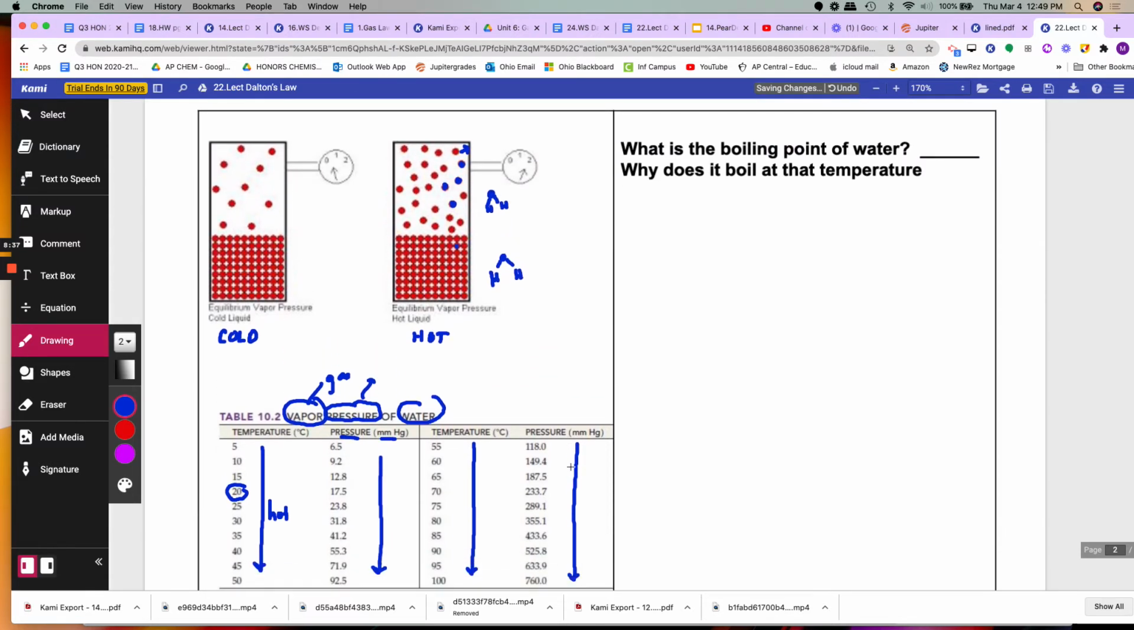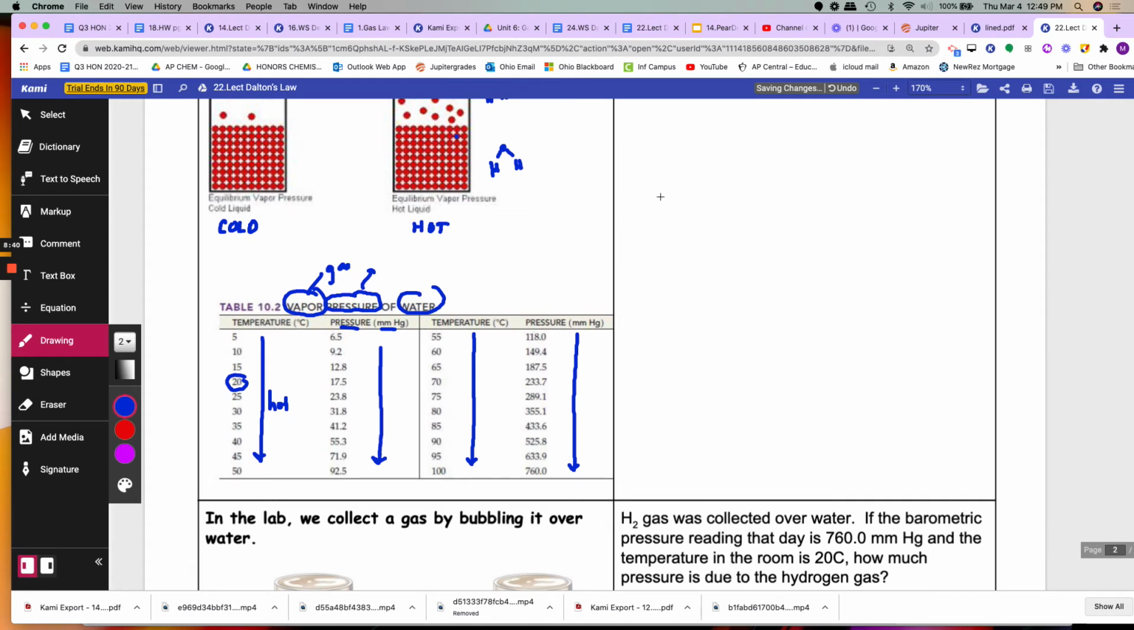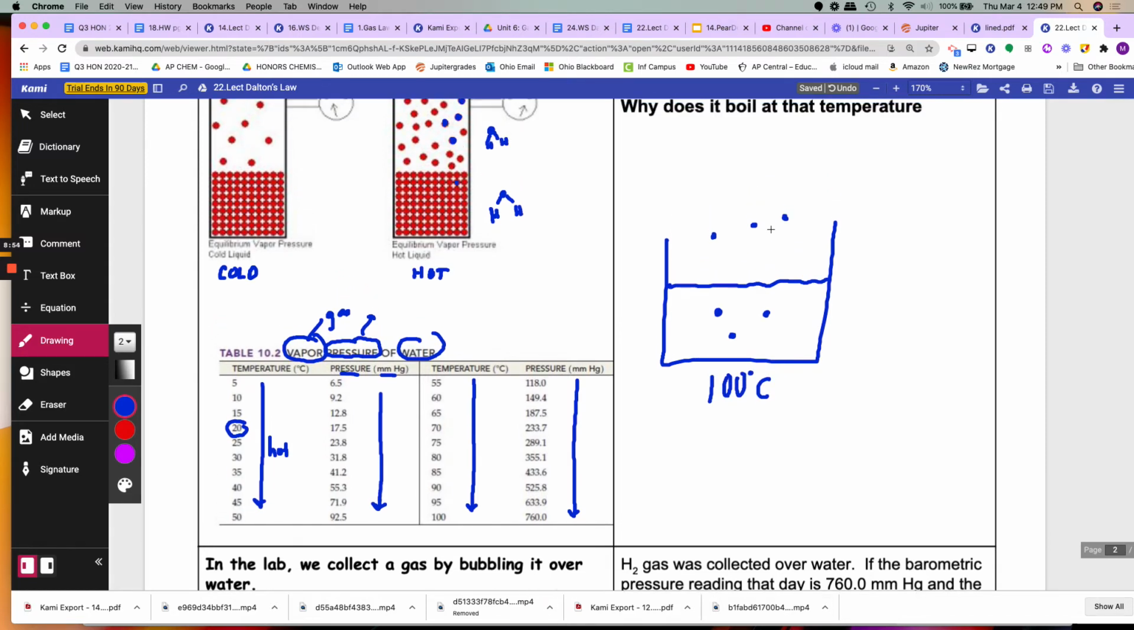Okay? Now, when you hit 100 degrees Celsius, this is what happens. So here's your water. In the liquid phase down here, that's water. And in the gas phase, okay? When you hit 100 degrees Celsius, the pressure that this water molecule exerts is 760 millimeters of mercury. 760 millimeters of mercury of water vapor pressure. That's H2O, okay?